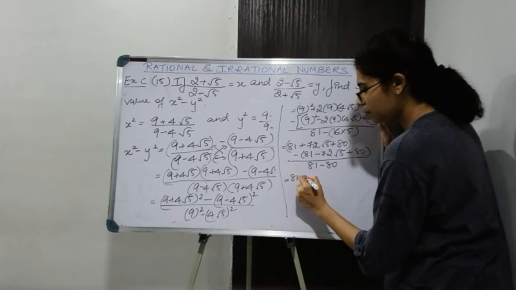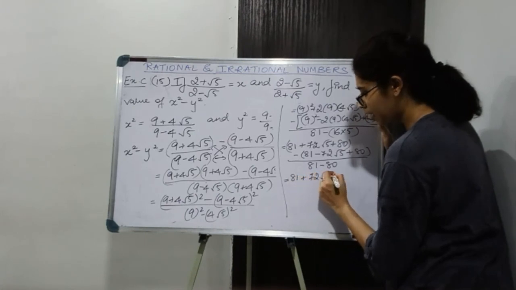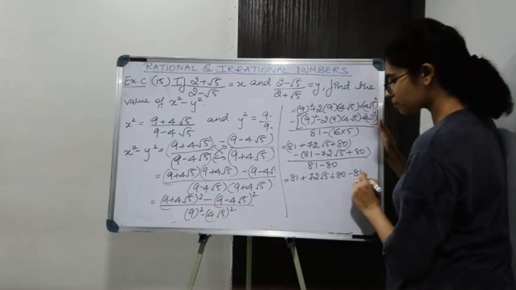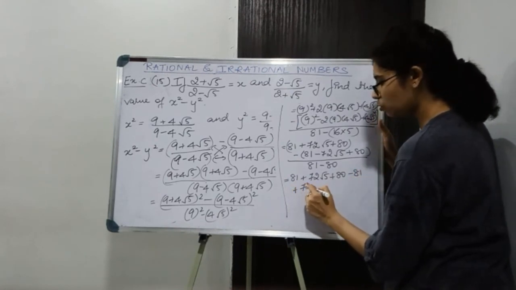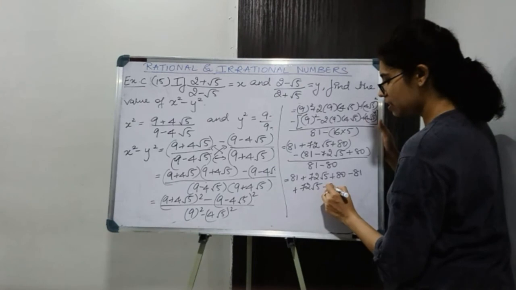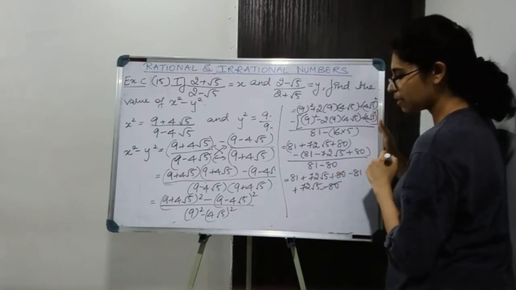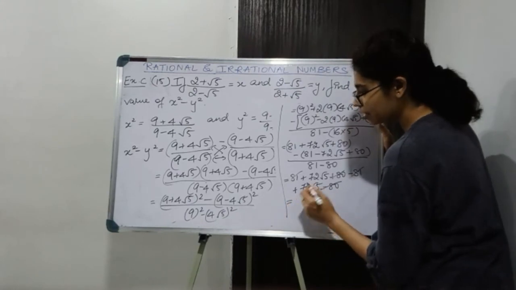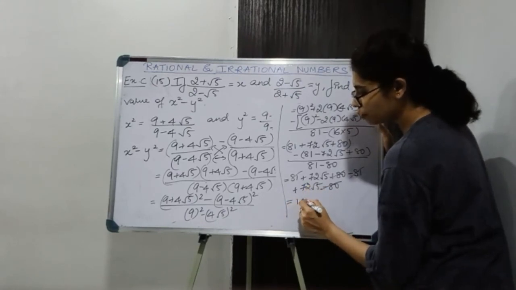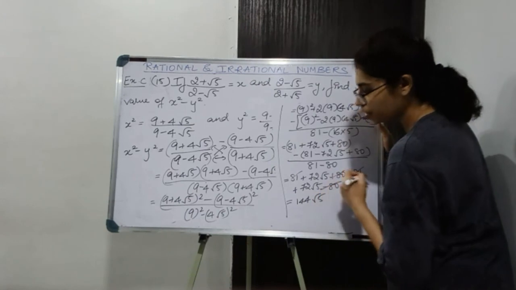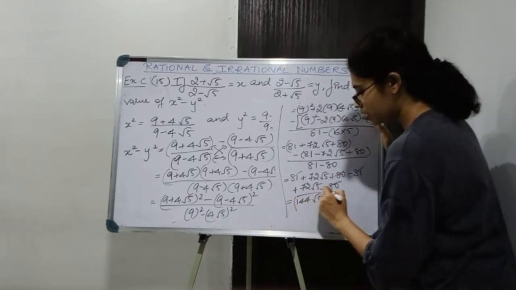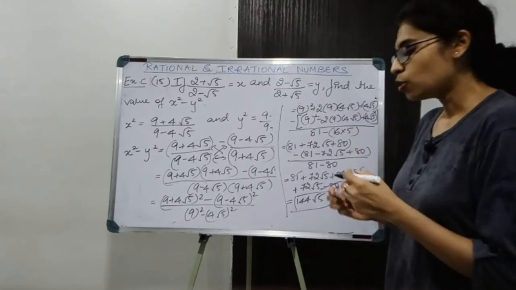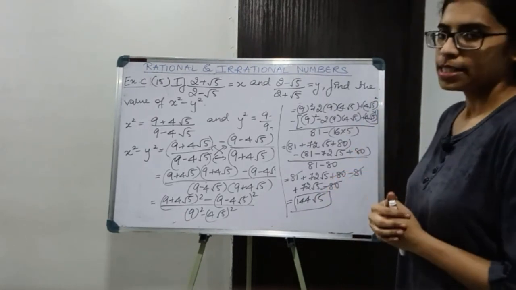Now 81 plus 72 root 5 plus 80 minus 81 plus 72 root 5 minus 80. So minus 80 plus 80 gets cancelled, minus 81 plus 81 gets cancelled, and 72 root 5 plus 72 root 5 gives 144 root 5. So this is one more method of solving this sum. You can either follow the first one or the second one.